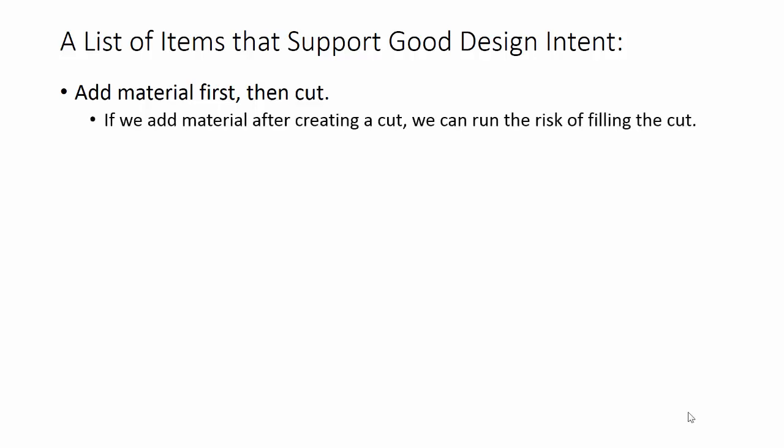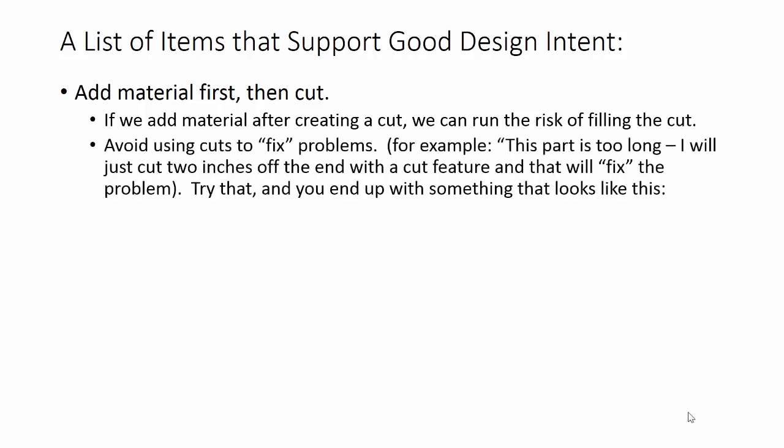Some more things with good design intent. Typically we'll add material to a model first, and then cut material. The reason for doing this is because if we add material after creating a cut, we run the risk of filling in the cut. So usually we add material and then cut later. We also want to avoid using cuts to fix problems. For example, you might create a part and say, oh, this part is too long. I'll just cut 2 inches off the end with the cut feature. That will fix the problem.